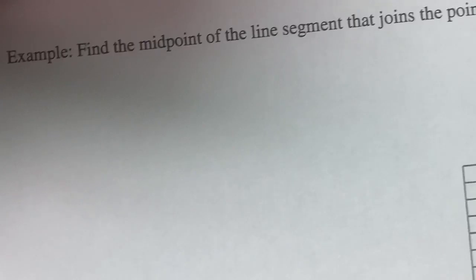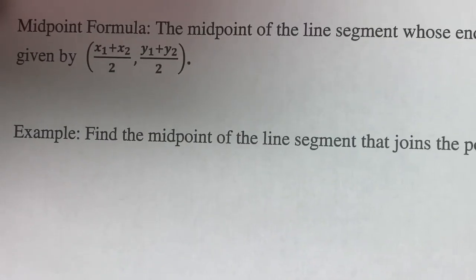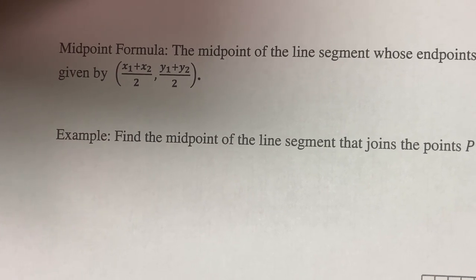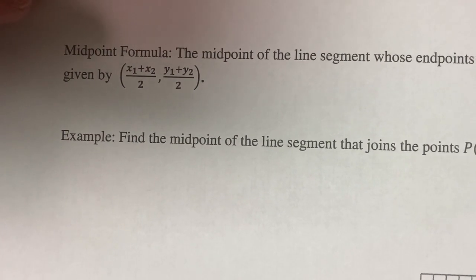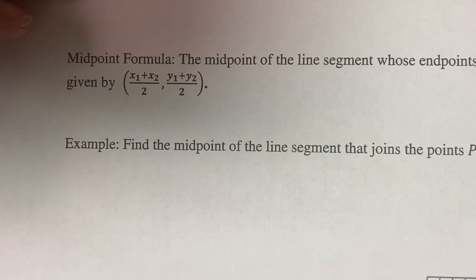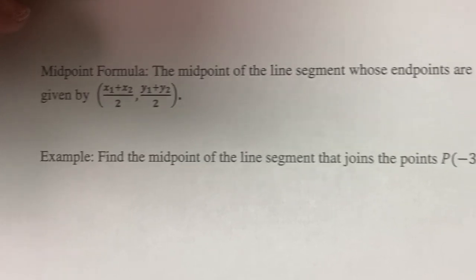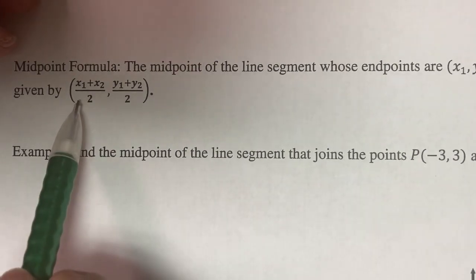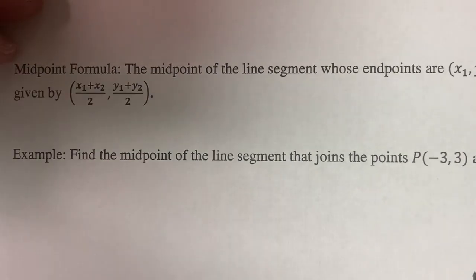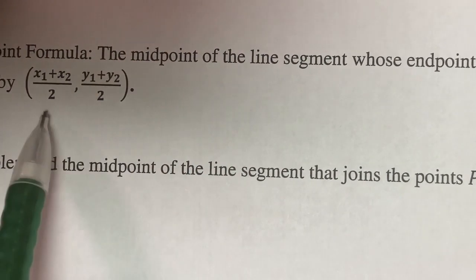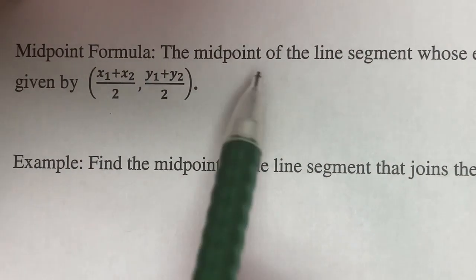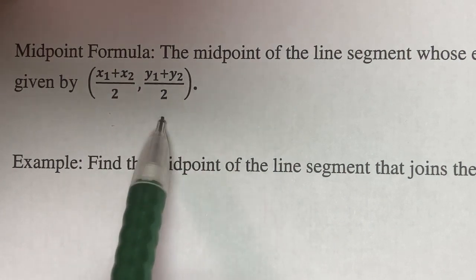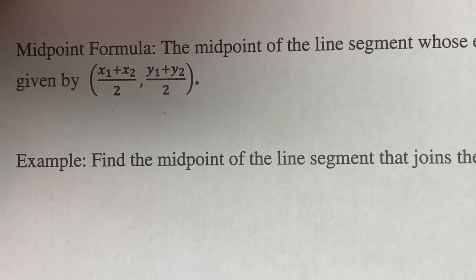The second formula is your midpoint formula. Your midpoint formula finds the midpoint of 2 points, so the point directly between or in the middle of 2 points, x1, y1, and x2, y2. So here's the midpoint formula. Basically you add the x's and you divide by 2, and you add the y's and divide by 2. You find the mean between the x's, like the average, and find the mean between the y's.